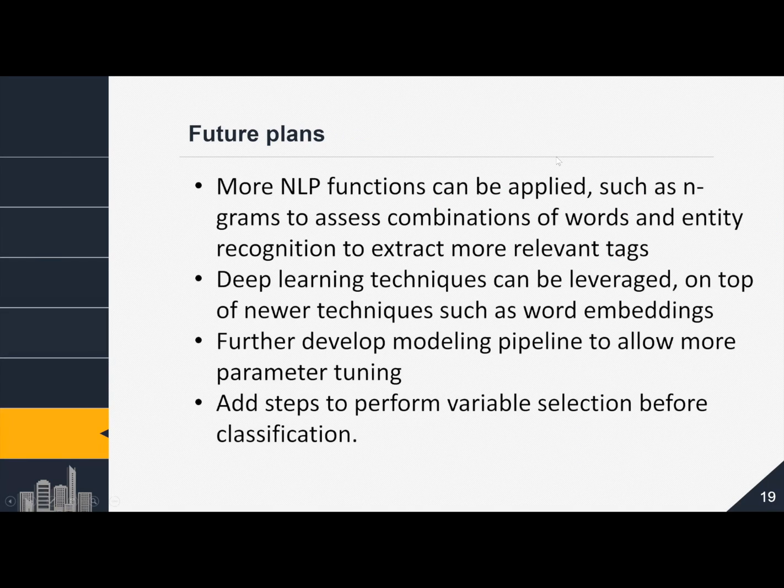For future plans, more natural language processing functions can be applied, such as n-grams to access combinations of words and entity recognition to extract more relevant text. Besides, deep learning techniques can be leveraged on top of newer techniques, such as word embeddings. Further development of modeling pipelines to allow more parameter tuning is also possible. And finally, we can add more steps to perform variable selection before classification.